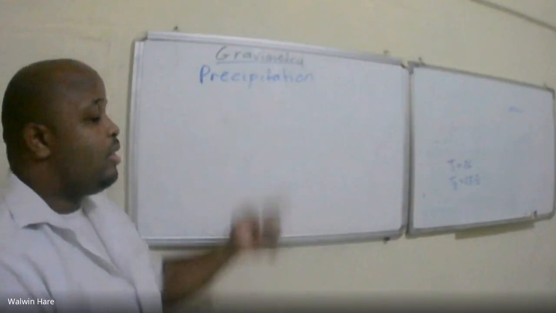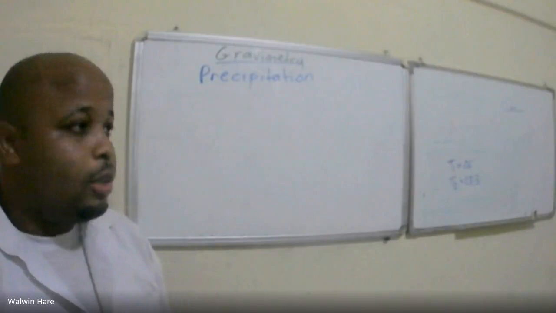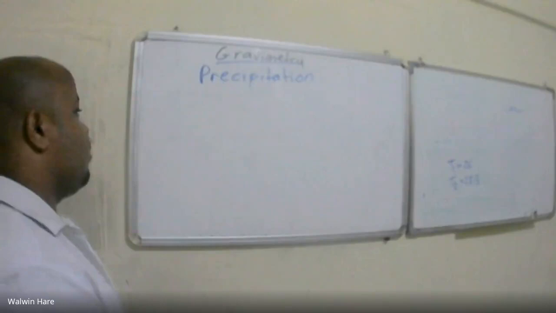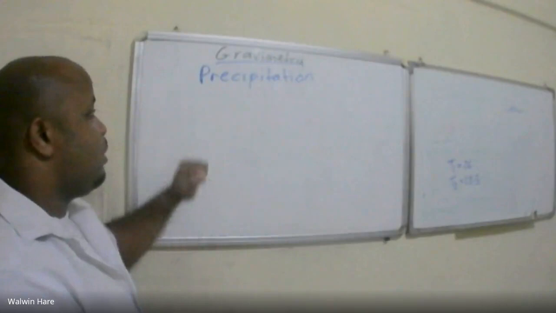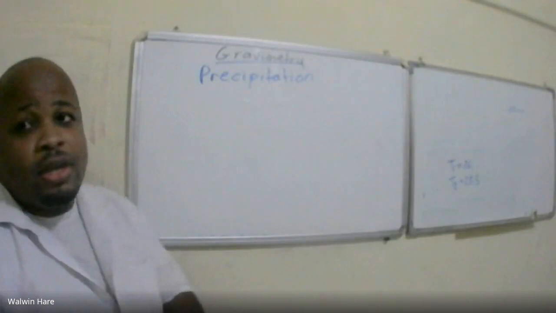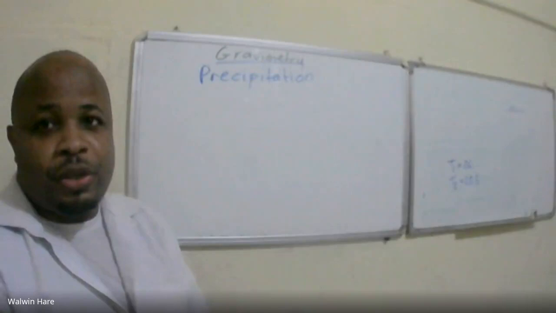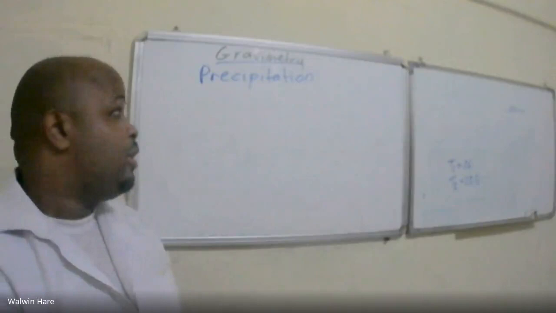All right, so this is the next. Gravimetry, like titration, is a quantitative technique, right? So for this one, as it says precipitation, it means that at some point we must get a precipitate formed. In this technique, we are going to determine the concentration of a particular ion, just like with titration, right? But this is a different procedure from titration.